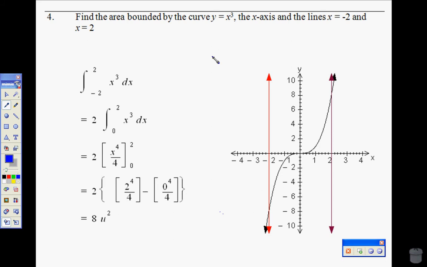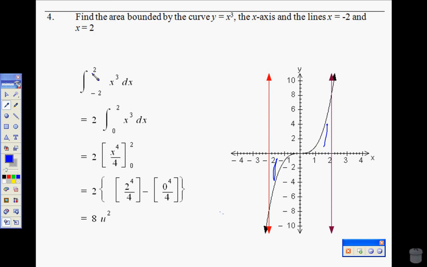In this problem, we've got x cubed again, and we want to find the area between x cubed, the x-axis, and the lines x is equal to minus 2 and 2. So our area is in this part here and in this part here that we want to find. Now, I'm going to go back and see that x cubed is an odd function. My area in this part is the same as my area in this part.